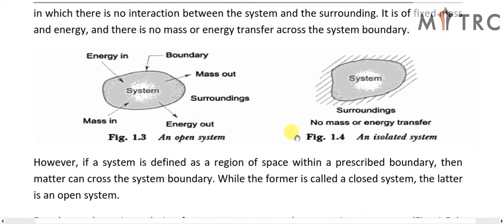And the last one is the isolated system, figure 1.4. This system is isolated, that means system and surrounding don't have any relation. No mass or no energy transfer will take place in this process.